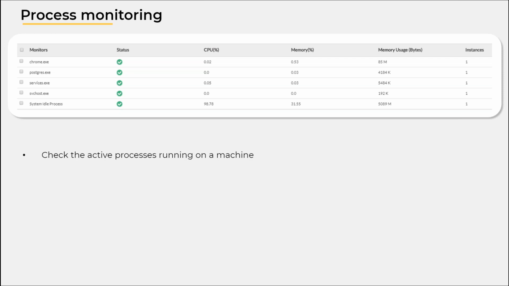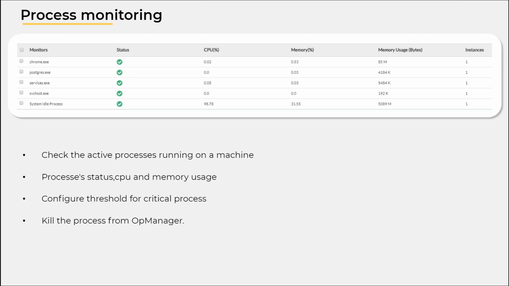You can check what active processes are running on the appropriate machine, and check the process status. You can see the CPU and memory usage consumed by the process. You can configure thresholds for critical processes, and have OpManager alert you if a threshold is violated. You can also kill the process from OpManager if you see that it is consuming very large CPU and memory.